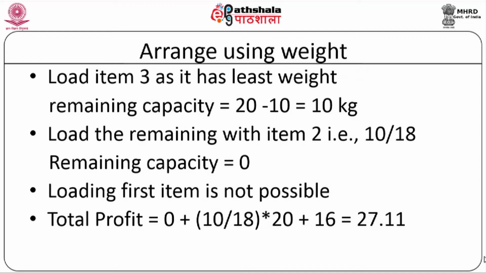Suppose if we are going according to the weight. If I go by the weight, then I will load item 3 because it is having the least weight. So, the remaining capacity is 20 minus 10, it is going to be 10. The next least weight is item 2. Therefore, I am just loading the remaining capacity with item 2. So, that means it is going to be 10 by 18. The capacity is full now, so loading of the first item is not possible. In this case, you can see that the profit is going to be 27.11.